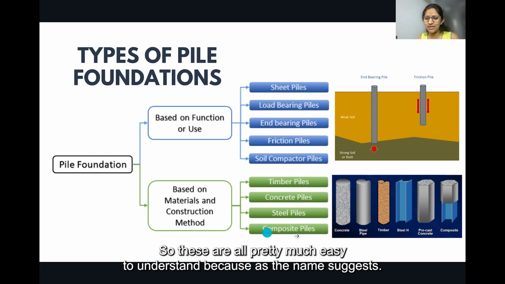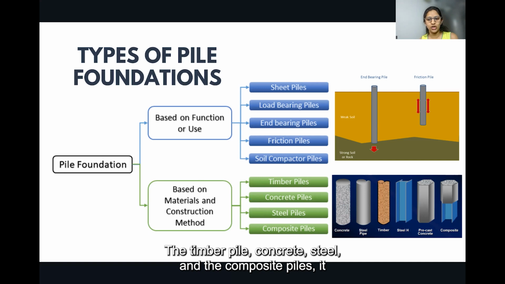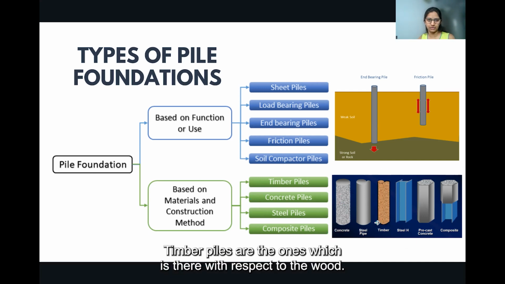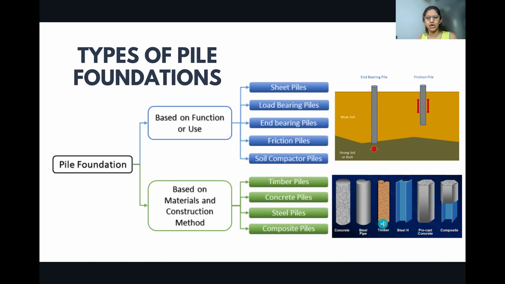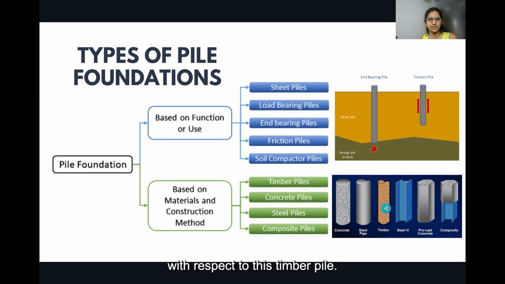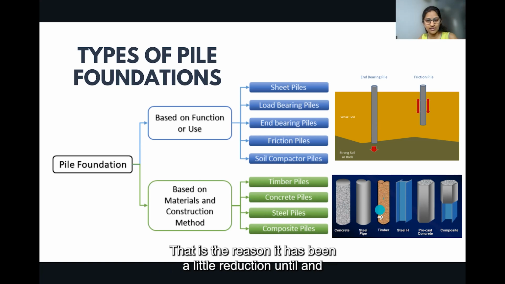These are all pretty easy to understand because, as the name suggests, there are timber piles, concrete, steel and composite piles, as mentioned over here. Timber piles are the ones made of wood. So it is a natural form of pile foundation that we use. Currently this is reduced because there are a lot of chemical or biological reactions happening with the timber pile, and its durability keeps reducing. That is the reason it has been reduced, unless it is a very small scale project.